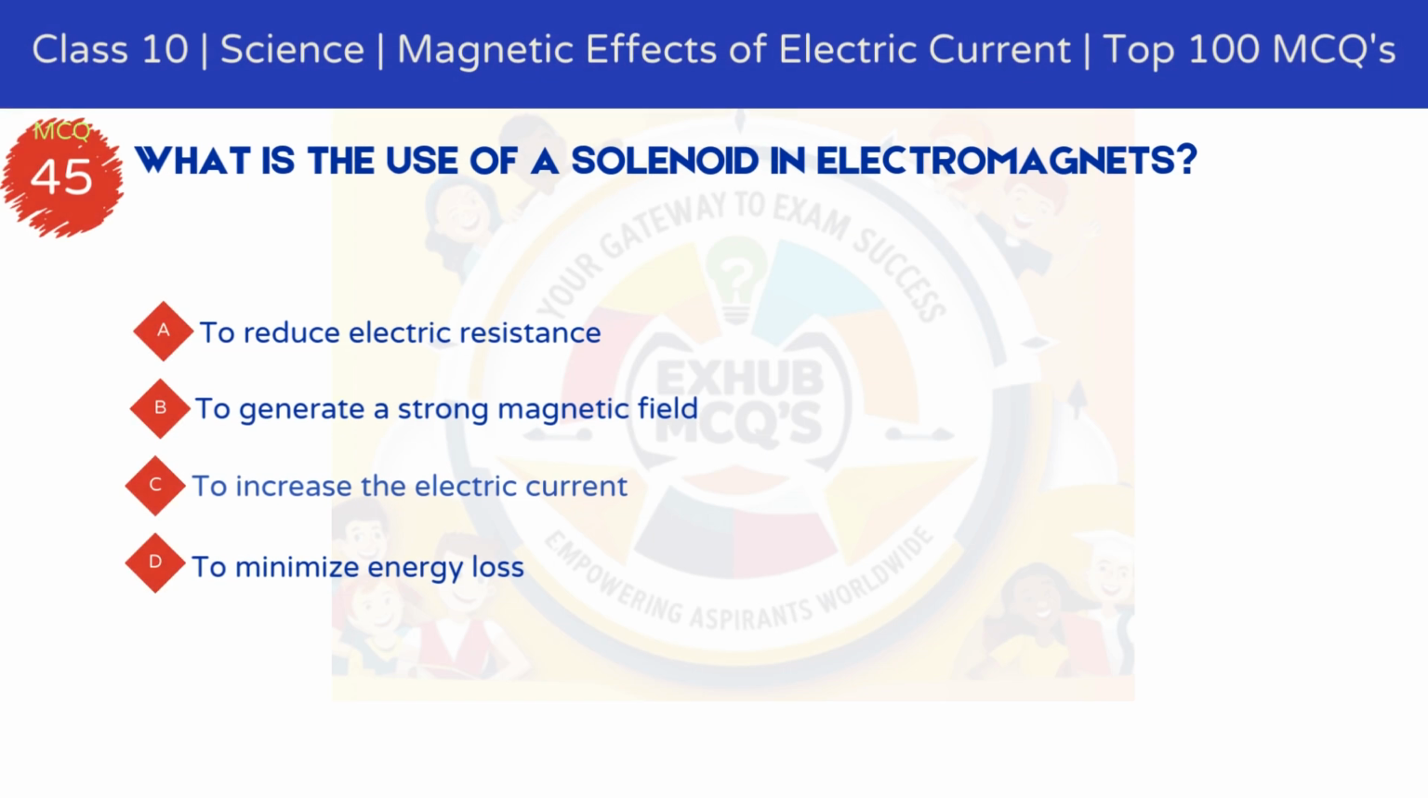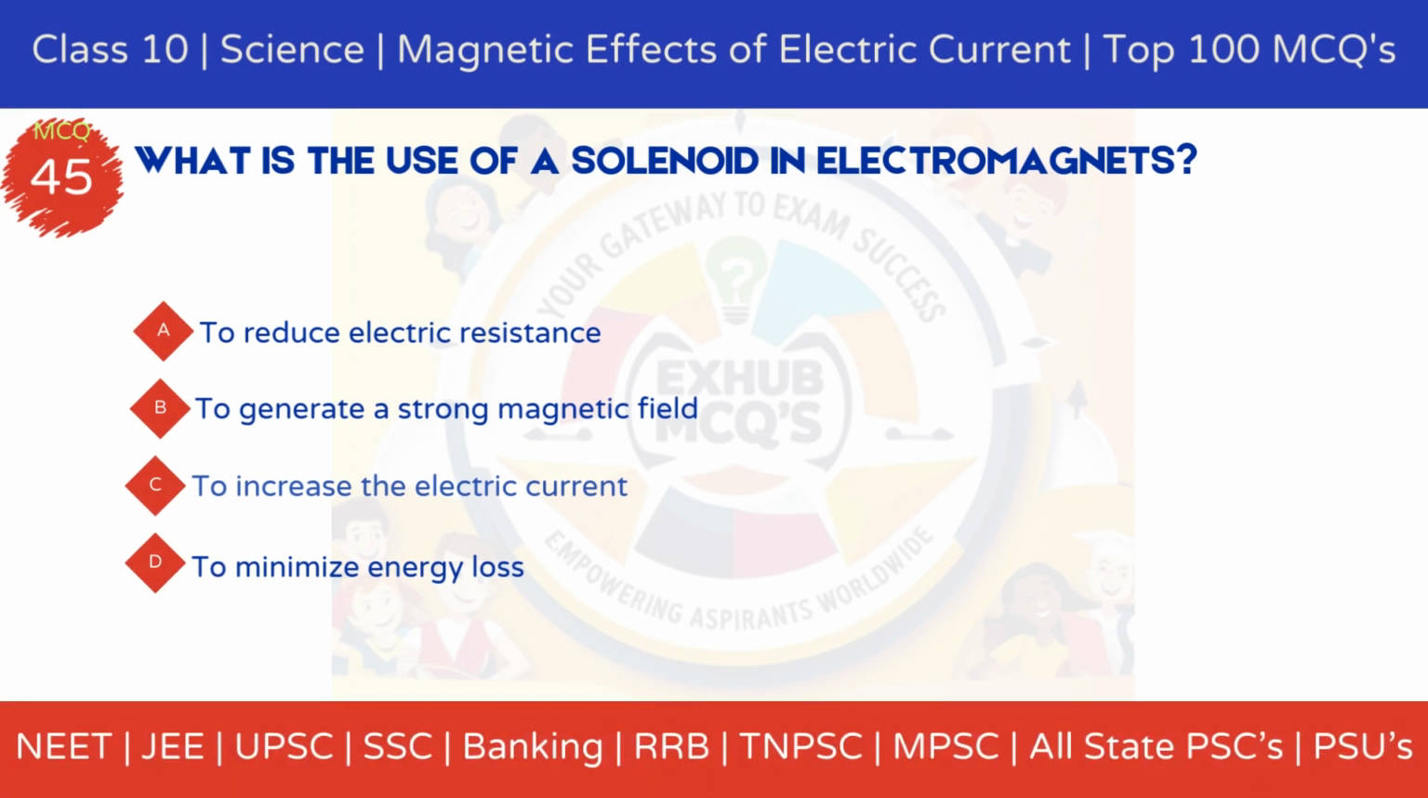MCQ 45. What is the use of a solenoid in electromagnets? Option A, to reduce electric resistance. Option B, to generate a strong magnetic field. Option C, to increase the electric current. Option D, to minimize energy loss.